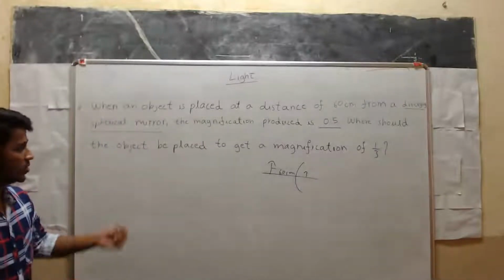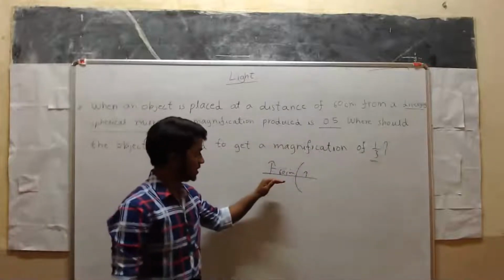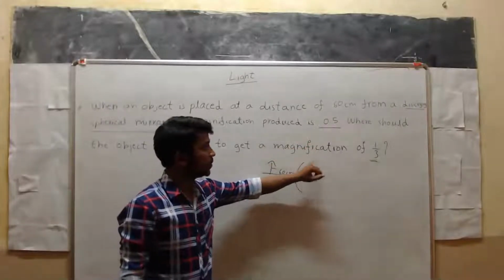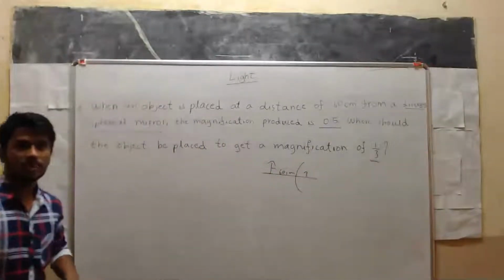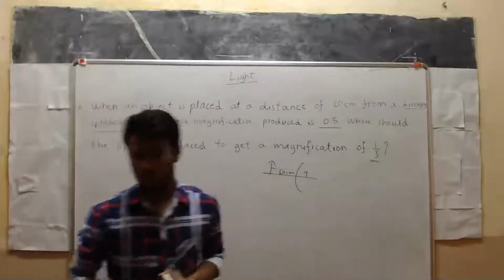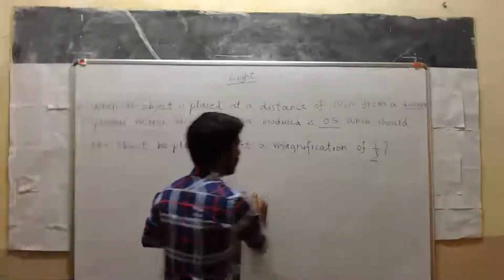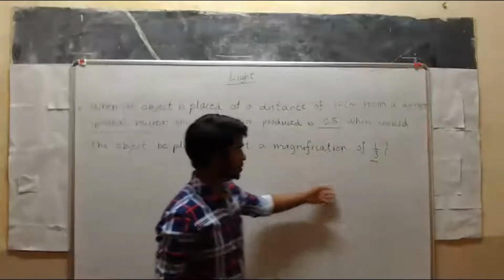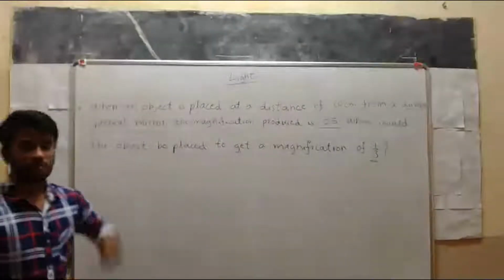So now in this question we need the magnification 1 by 3. When you keep the object at 60 centimeter from the mirror, then you will get the magnification 0.5. Now I need the magnification 1 by 3. Then where should the object be placed? Here we don't know the focal length of the mirror and image distance, nothing, right? We know the object distance, but for magnification 1 by 3 we don't know where we should keep that object. So our work is to find out where should the object be placed.